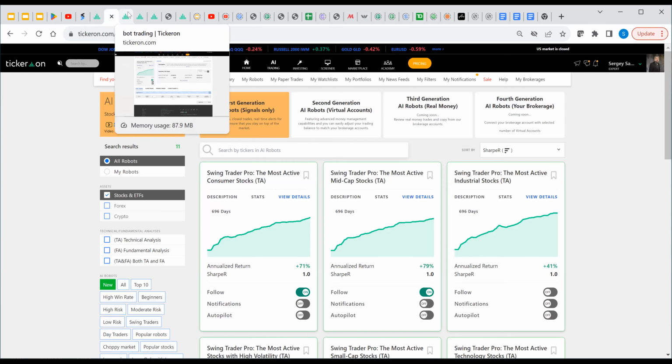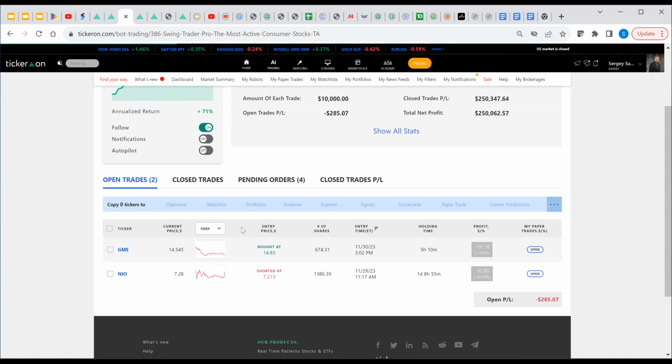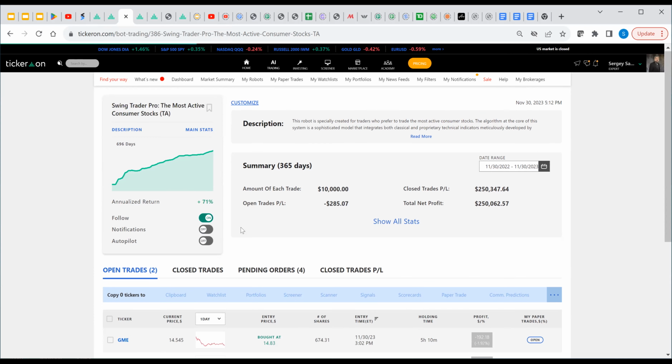Yeah, here. So as I said, this is the notifications. This is autopilot, and it's going to copy trades to this. And this is the open trades. This is the closed trades. And the statistics are based on the closed trades. I will show you that later. And these are the pending orders.